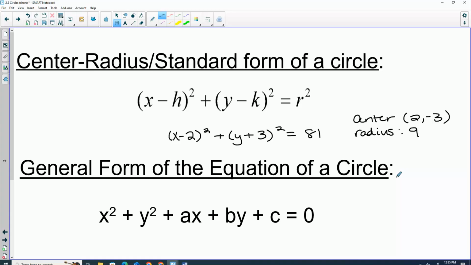When you have that x and y both squared, that's most likely the situation where we're looking at a circle. General form is what you get if you multiply the whole thing out and set it equal to 0. You won't see that as often, but it can certainly happen. I don't really care about the order of the terms, but basically just know you multiply it out, set it equal to 0. And we will talk about that as well.